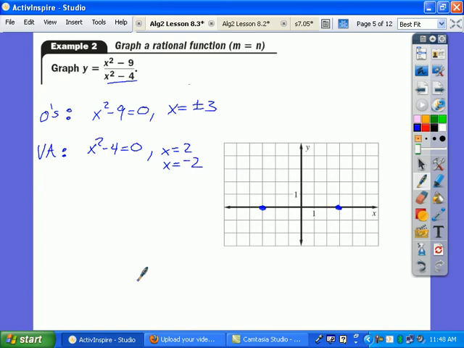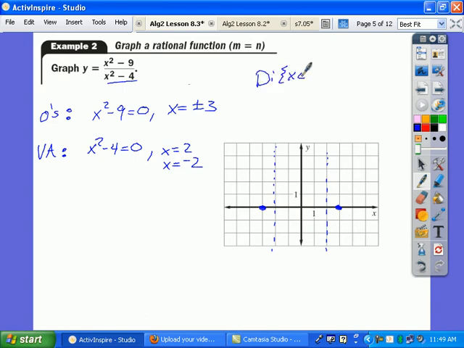This is also enough knowledge now for us to talk about the domain of this graph. The domain is going to be x a real number, such that x not equals 2 and x not equal to negative 2.